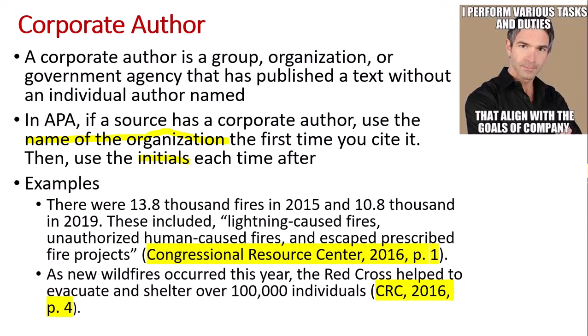So here is an example. We have these facts in this short quote, and this is from the Congressional Resource Center, 2016, page 1. Then later in this paper, I have this paraphrase about the Red Cross. And instead of printing out again, Congressional Resource Center, which would be really annoying as a reader to see over and over, right? I have the shortened version, CRC 2016, page 4. So again, you can kind of see it basically looks the same as the original format, just slightly different. Name of an organization instead of the author's name.